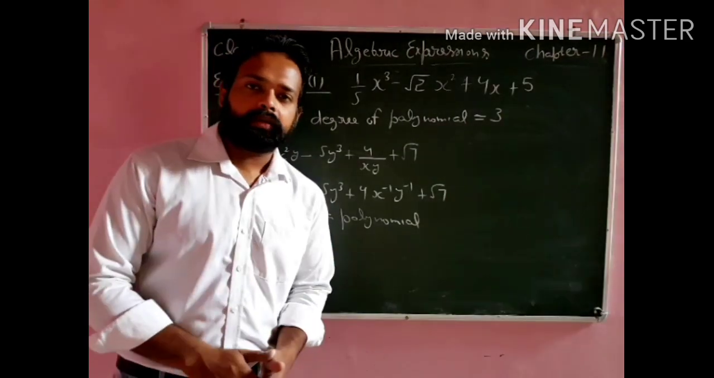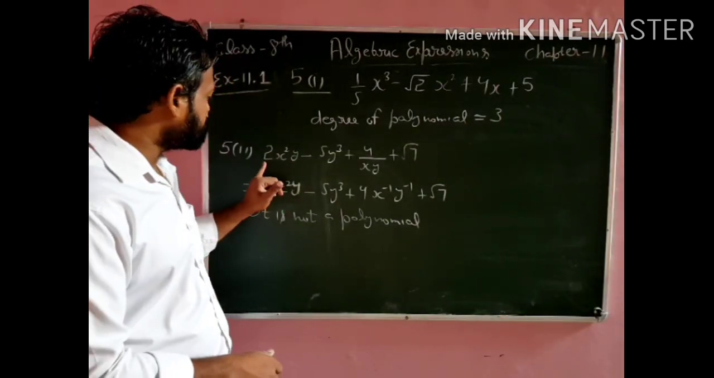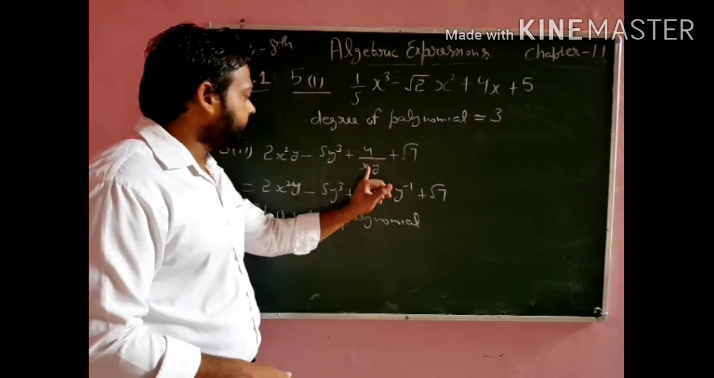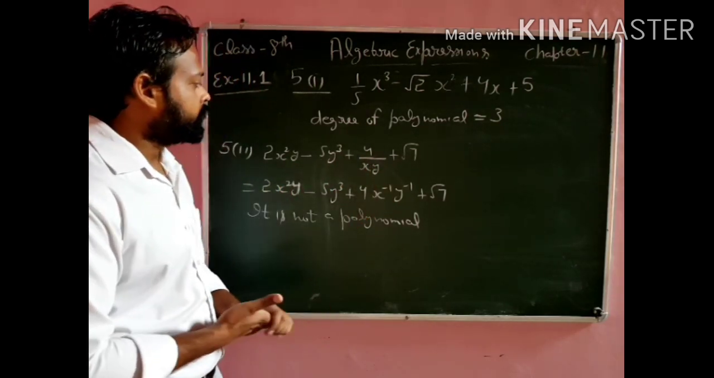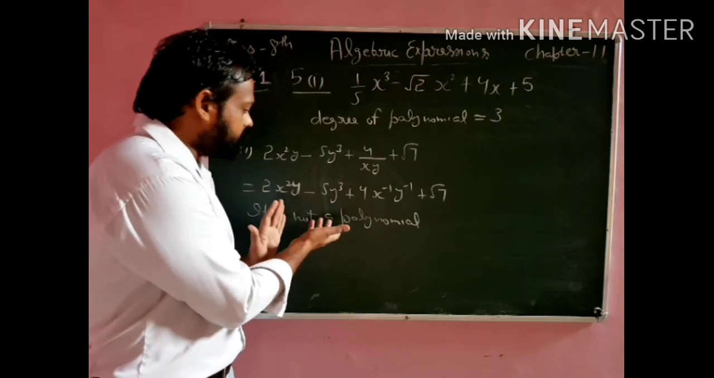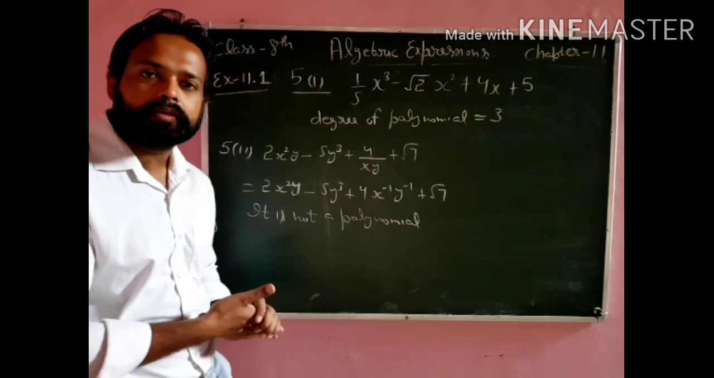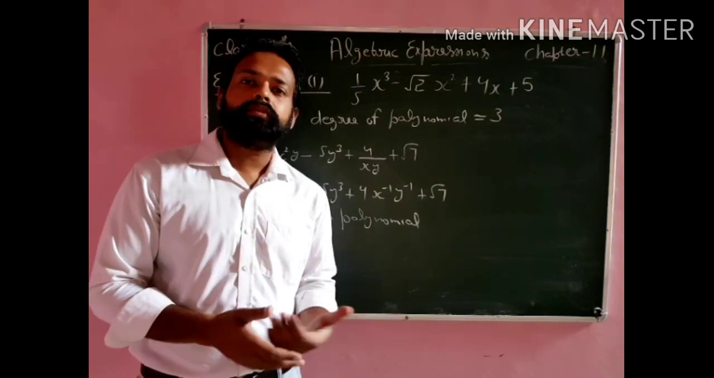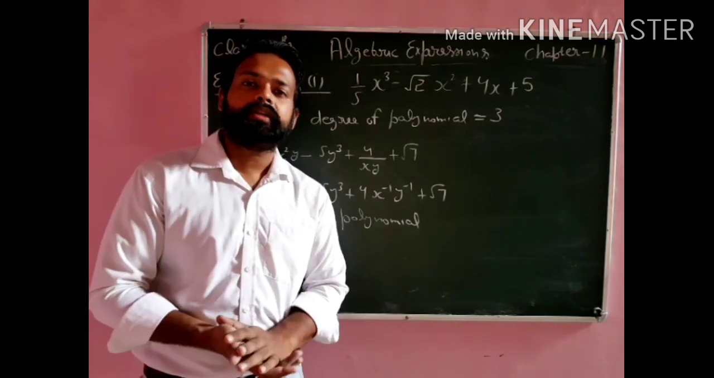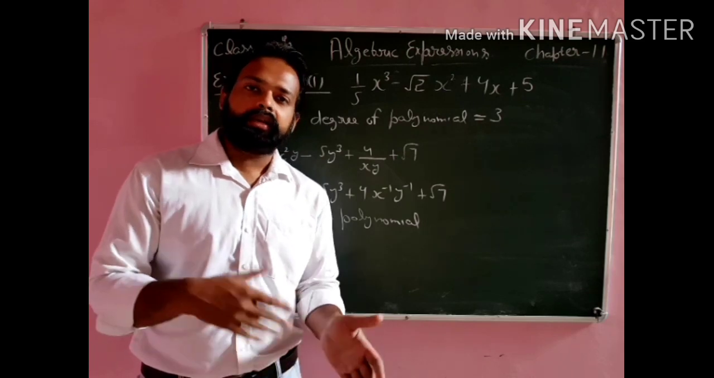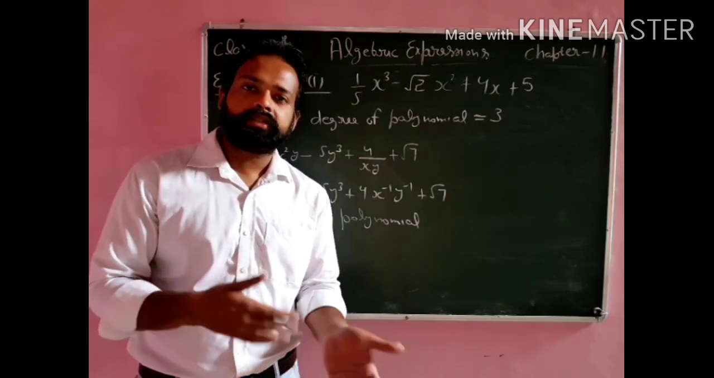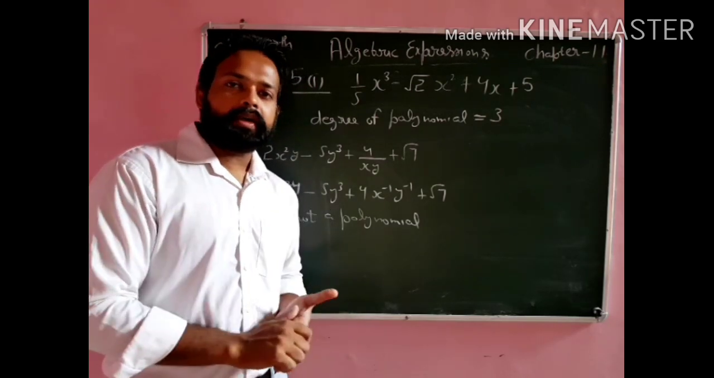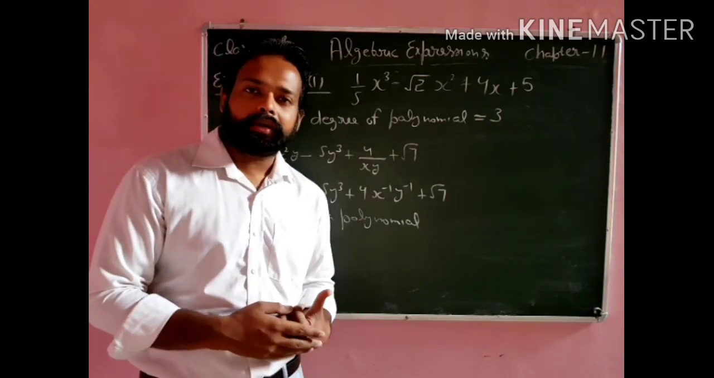Okay, now see the second part. In the second part you can see 2x square y minus 5y cube plus 4xy plus root 7. Now here two variables are used. When we write the degree of a polynomial in which two variables are there, we have to find the sum of the powers, and the largest sum of the powers is the degree of the polynomial. But here we first have to see that the power should be a non-negative integer.